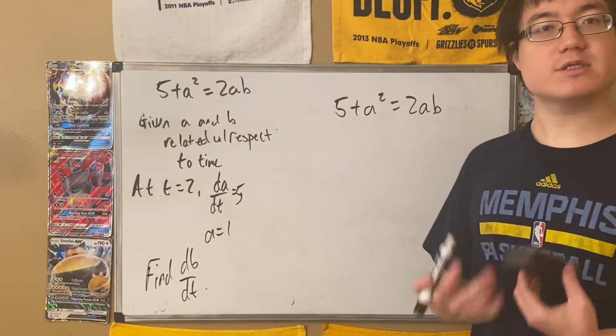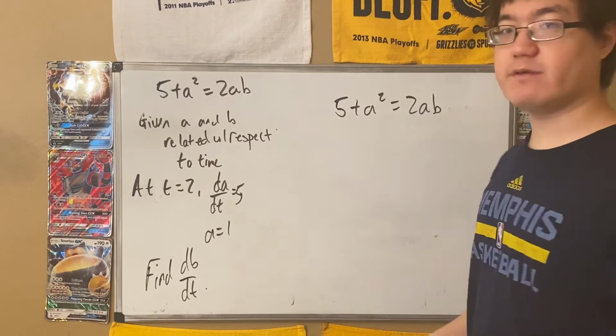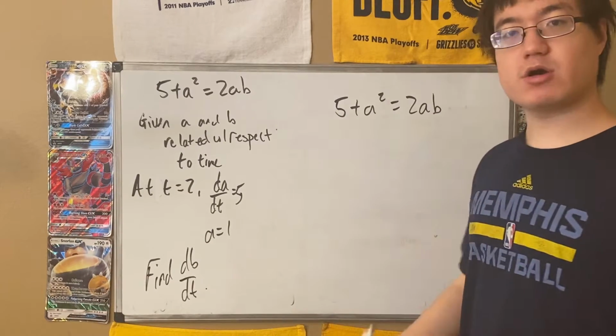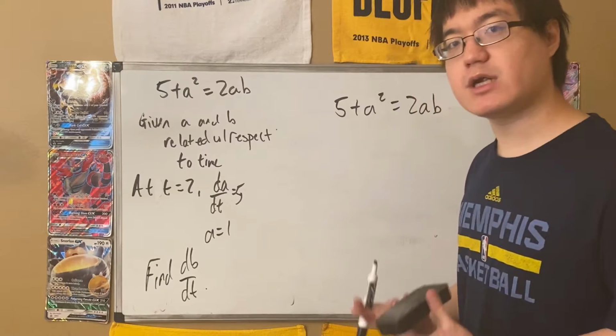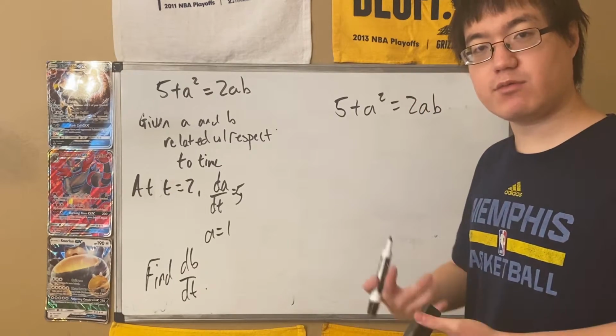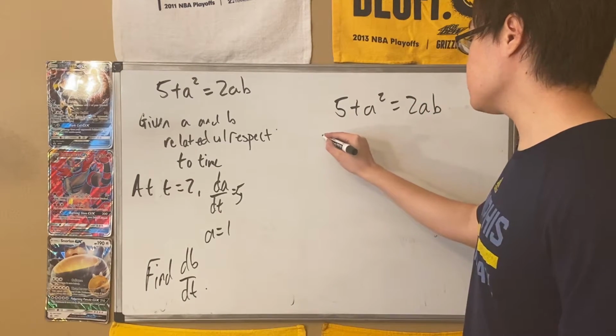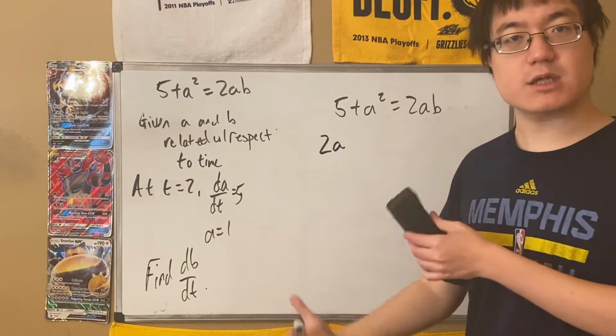The key step though in this question will be taking the derivative. The derivative of 5 of course is 0, but the derivative of a squared, because you're taking the derivative implicitly with respect to t, isn't just going to be 2a to the 1 because of the power rule.